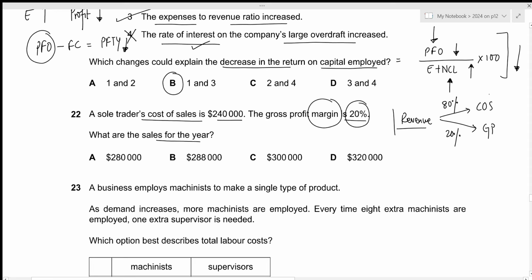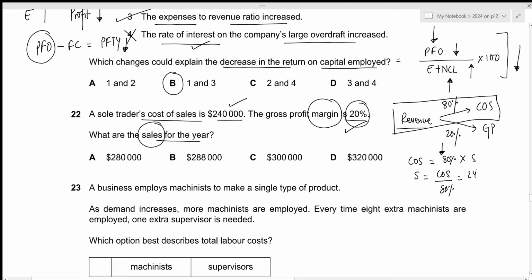Now we can create an equation from this information. We know that the cost of sales is just 80% of revenue. And we need to calculate sales in this case. We already have the cost of sales, we already have the margin, and we've already divided it so that the cost of sales will only represent 80% of the sales. So sales is just going to be cost of sales divided by 80%. Cost of sales is 240,000 divided by 80%. This results in the value of 300,000. So that is the sales we are looking for, and this is given by option C. That's all for the 22nd question. Let's move towards the next one.